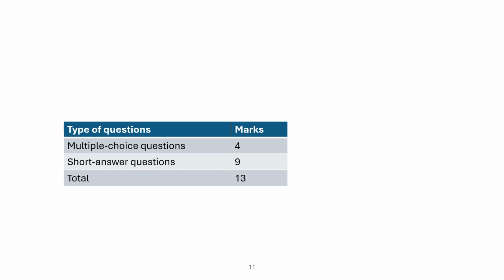In changes in species over time, 4 multiple-choice questions are worth 4 marks, and 1 short answer question is worth 9 marks. The overall score for this section is 13 marks. With a total possible score of 120 points, the percentage for this section is 10.3% of the total score.